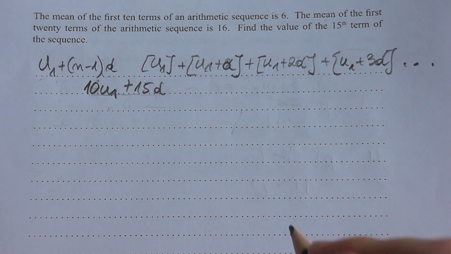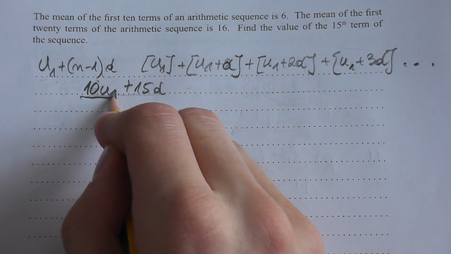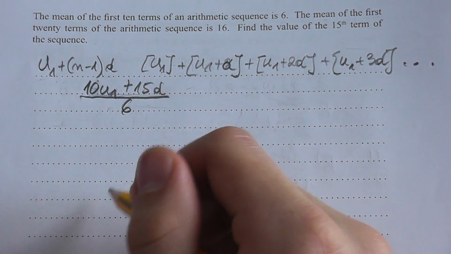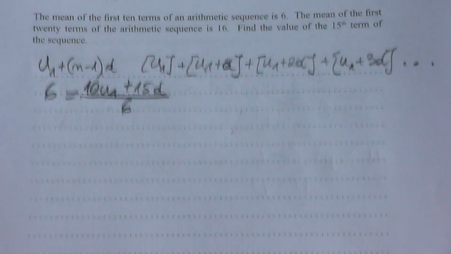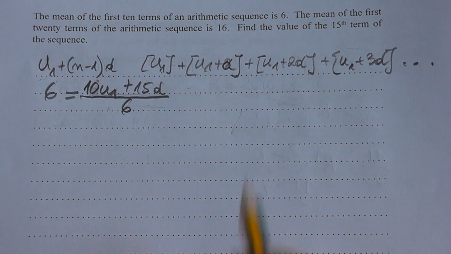Now we said that the mean is 6, which means that when you divide them by 10, you get 6. That's what the first sentence is telling us.